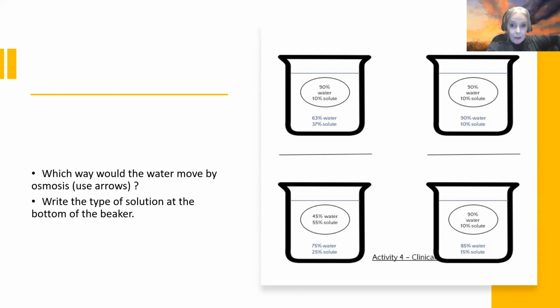So what is going to happen, as you can see, right? Our egg's got 90% water and outside's only got 63% water. Water's job is going to go out there and give it more.